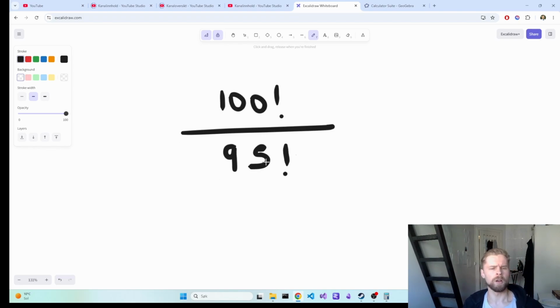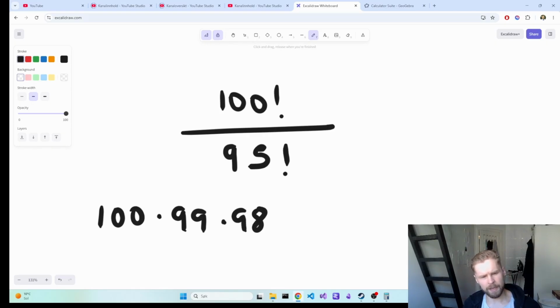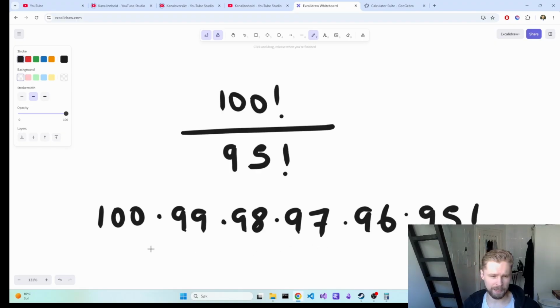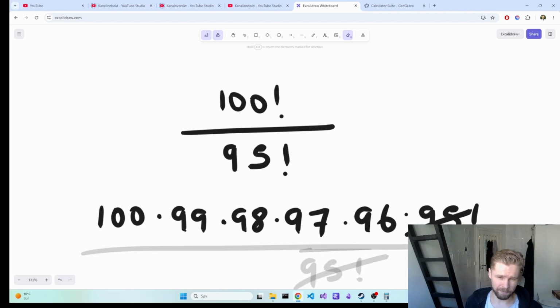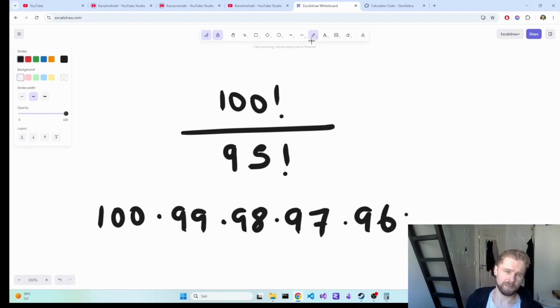But alright, so here we go. We got 95, right? This is no big deal, dude. Because this is going to be 100 times 99 times 98 times 97 times 96, and then times 95 factorial. That's gonna cancel with this 95 factorial down here. I mean, it's still not gonna be like a picnic or whatever, because I gotta calculate this.